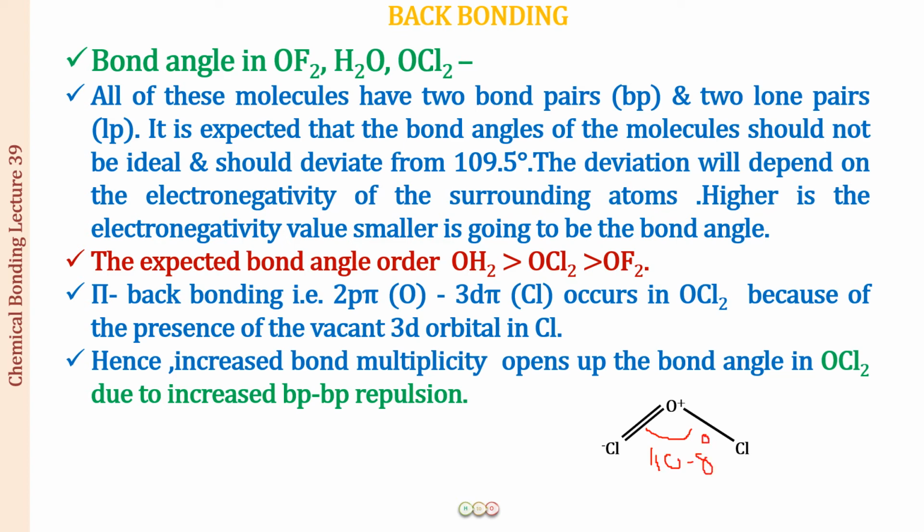Another thing which is going to play a role over here is that oxygen initially had two lone pairs of electrons, but now one of the lone pairs of oxygen is going to be involved in the bond formation. So the lone pair repulsion is also going to decrease, and hence the bonded pairs of electrons can open up. So because of these two factors, what are we going to see? That the bond angle in the case of OCl2 is going to increase.